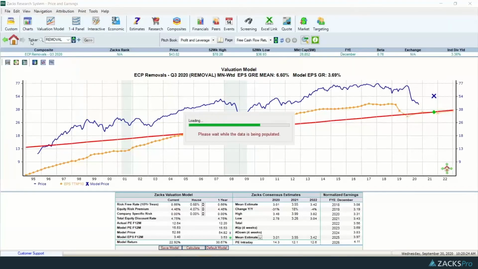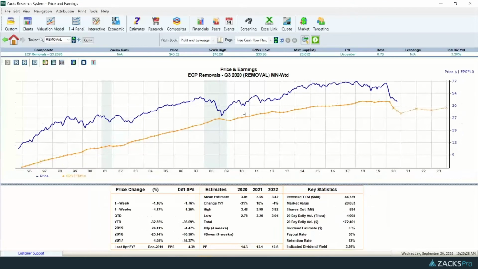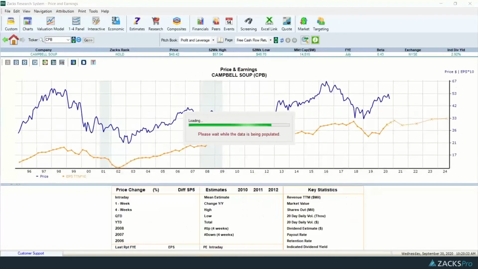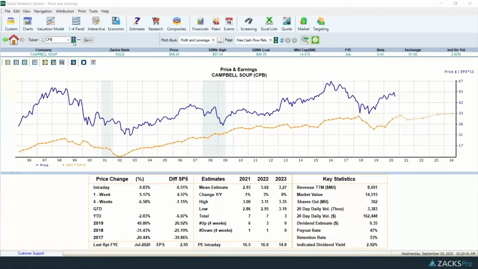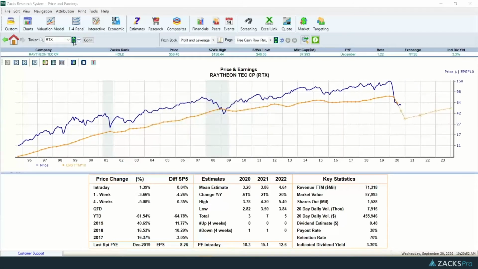I'm going to change this over to price and earnings. Get rid of all that noise. And so if we look at some of these names that we removed, you'll see exactly what happened. It just doesn't look like this growth and stability for Campbell Soup is going to pan out. It was time to remove them. And it's kind of the same scenario with John Wiley Publishing Company. Everything's going digital. We've got COVID now, a totally different story.